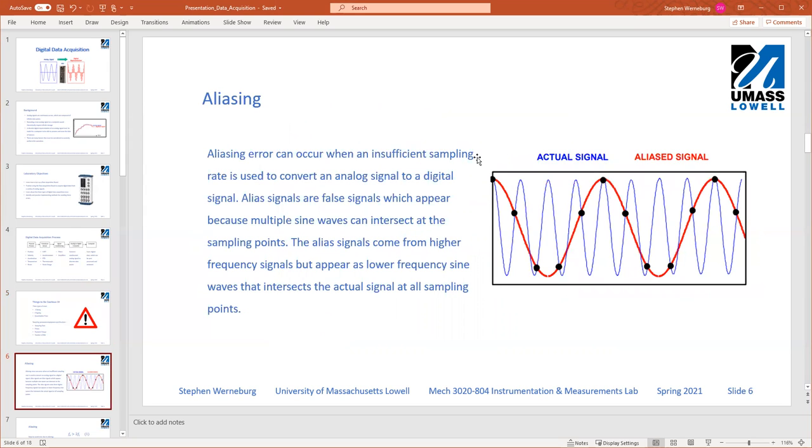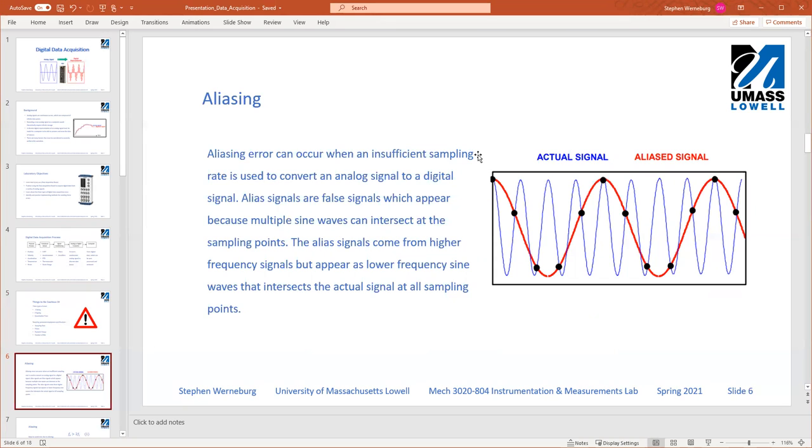Aliasing occurs when an insufficient sampling rate is used to convert an analog signal to a digital signal. Alias signals are false signals, which appear because multiple sine waves can intersect at the sampling points. The alias signal comes from higher frequency signals, but appears as a lower frequency sine wave that intersects the actual signal at all sampling points.